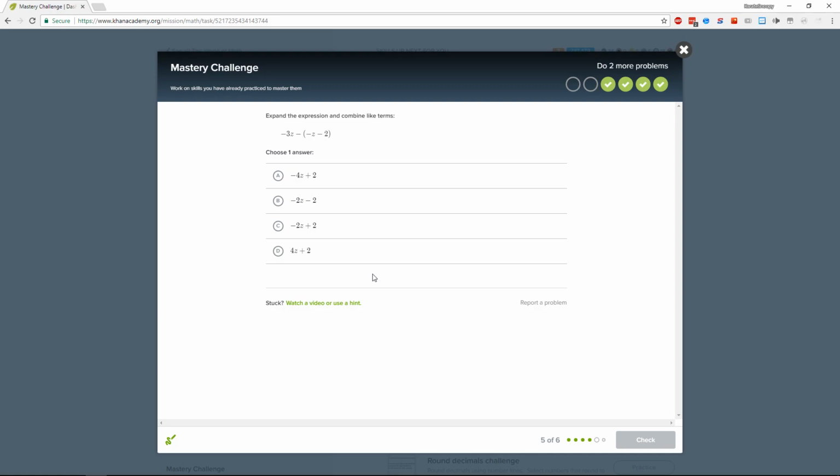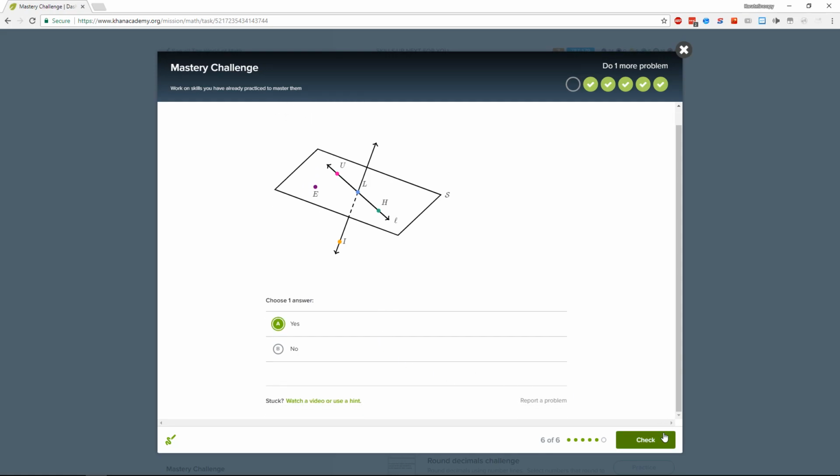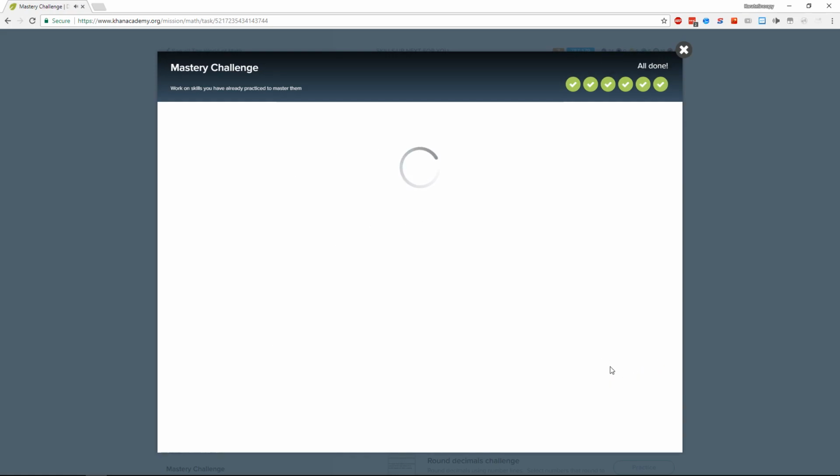Combine like terms. Plus z. So minus 2z is one of the center guys. Plus 2. Are H and L collinear? Sure. Sure look like they're on the same plane.